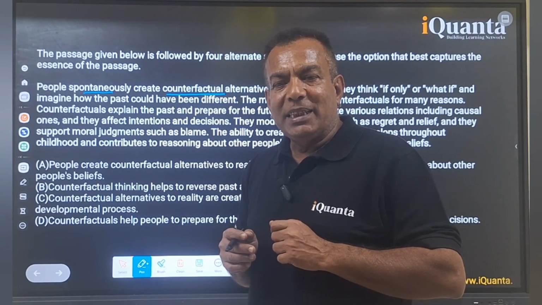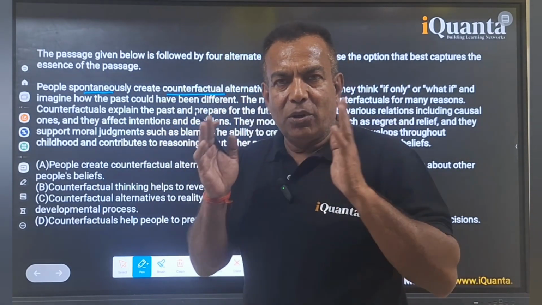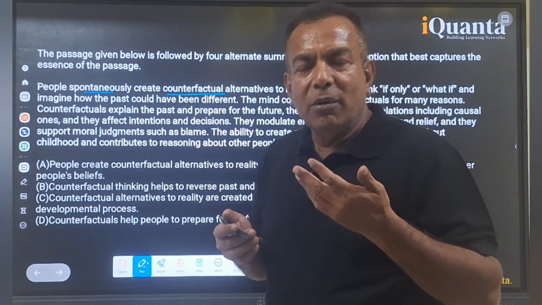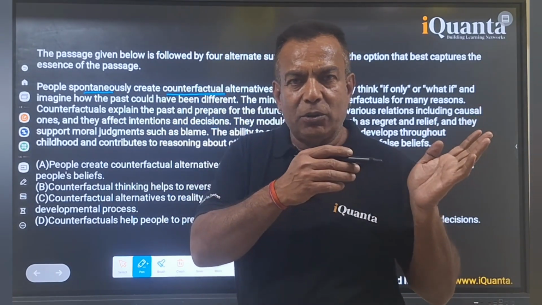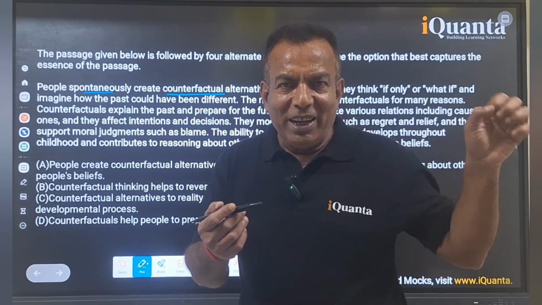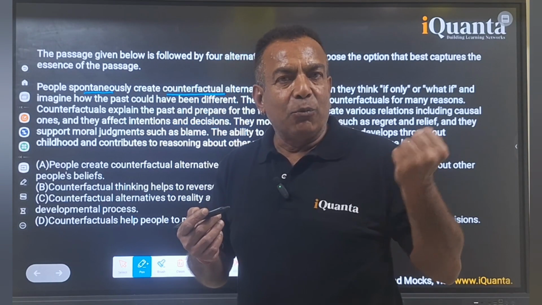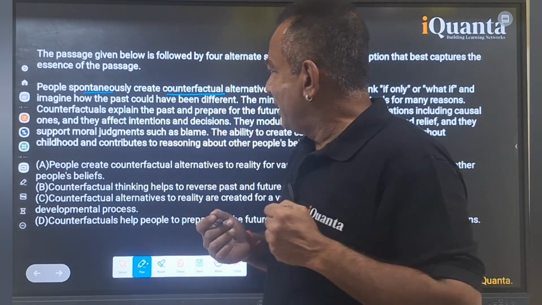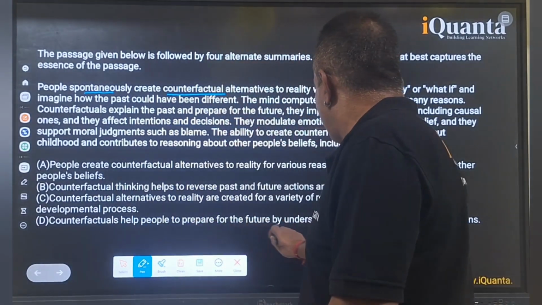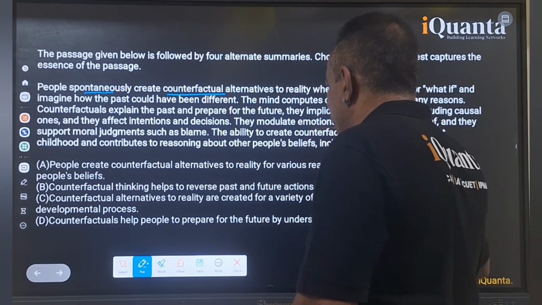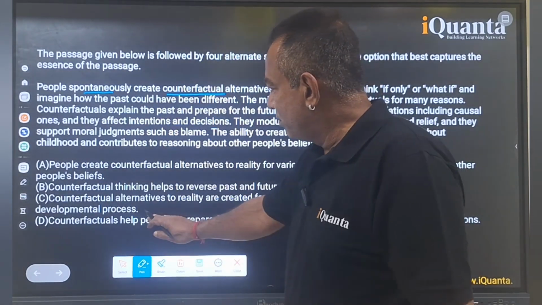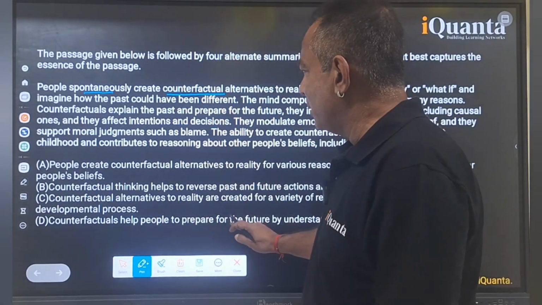So basically it's all the false thoughts or ideas that create a different situation as to how the person should act, or whatever happened in the past also. They analyze it in a different way, and they do not reckon what really happened, but they believe in what they think happened. So that is the main idea here. And counterfactual help people to prepare for the future by understanding intentions and making decisions. This is what it says about the future. So this is just, fourth one is the one part of it, but that cannot be the summary.